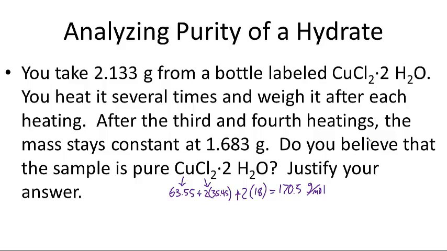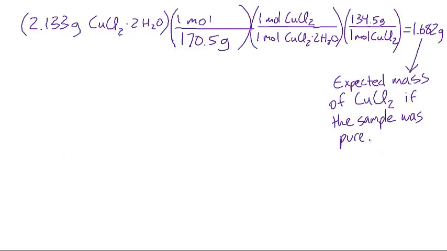Now, some people asked, well, is it okay if it's 1.683 as opposed to 1.682? What do we say about the last digit? There's always uncertainty in that last digit. So we're definitely within the range of uncertainty. This certainly could be pure. We don't really have any evidence to say, no, it's not pure.